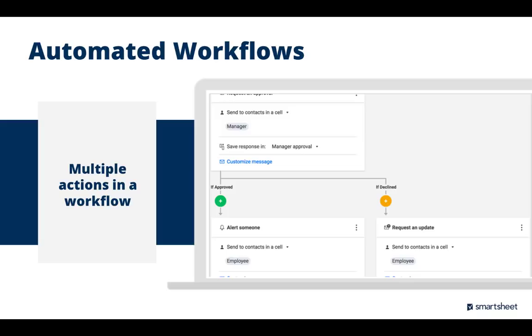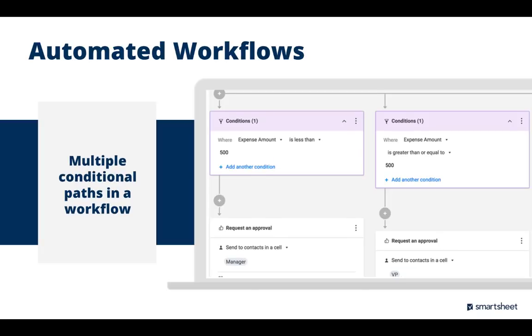You also have the ability to have multiple conditional paths in a workflow. In other words, if you want to have a different process depending on a specific criteria, you can still include all of that in a single workflow in your sheet. For example, if you're using Smartsheet to manage expenses and you want to have a different approval path depending on your dollar amount, you can still include all of that in a single workflow.